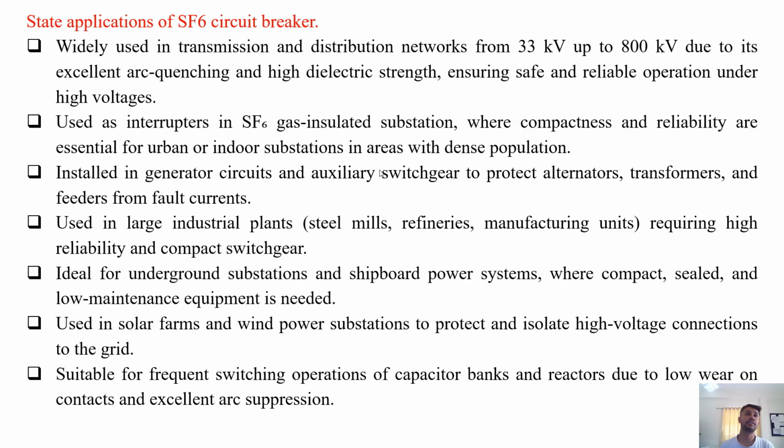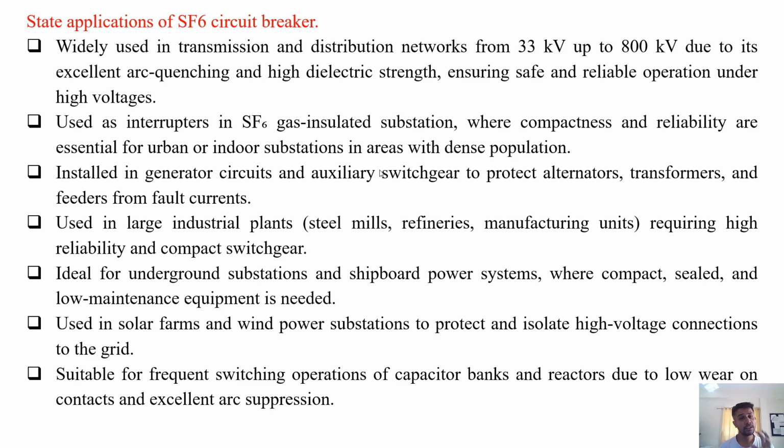Applications of SF6 circuit breaker. So, it is widely used in transmission and distribution networks from 33 kV to 800 kV due to its excellent arc quenching and high dielectric strength, ensuring safe and reliable operation under high voltages. It is used as interrupters in SF6 gas insulated substations where compactness and reliability are essential for urban or indoor substations in areas with dense population.